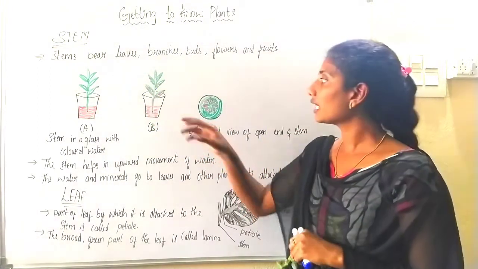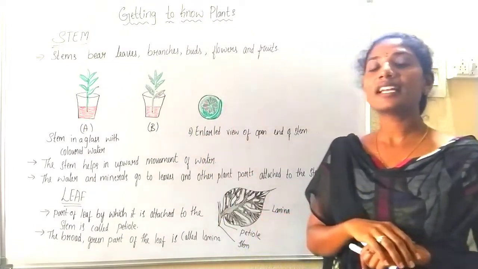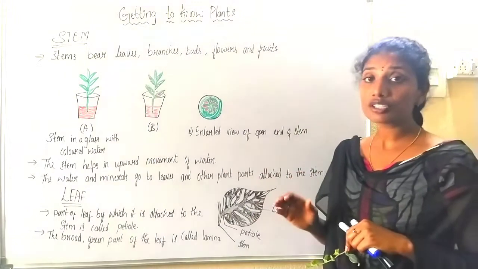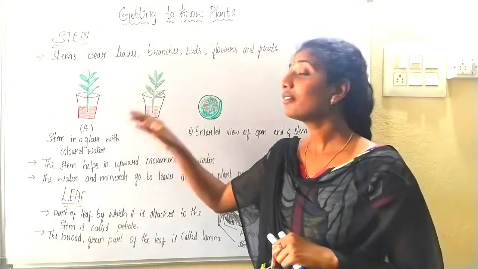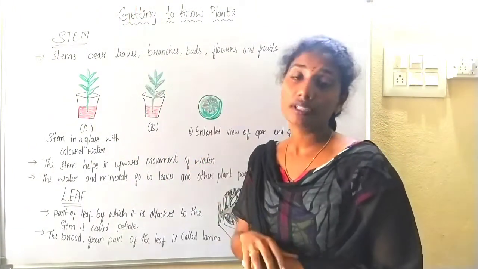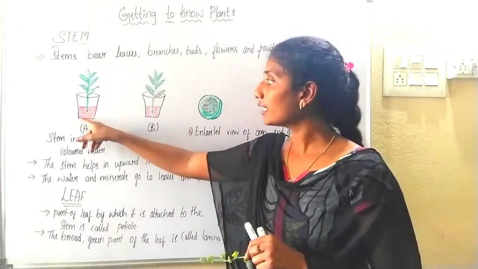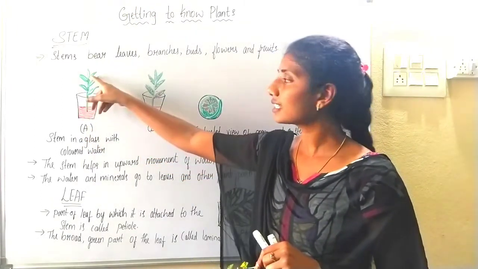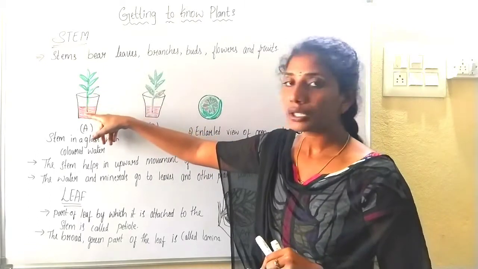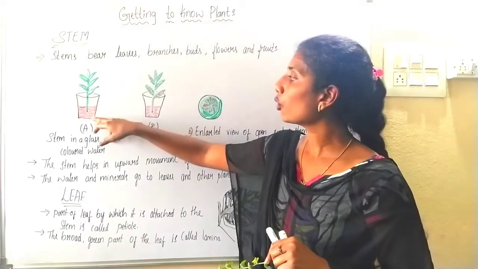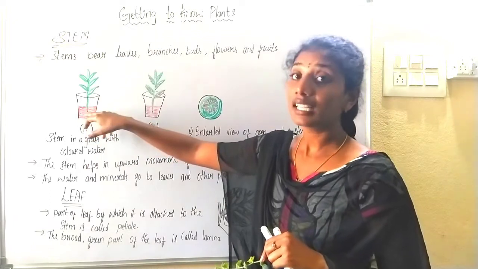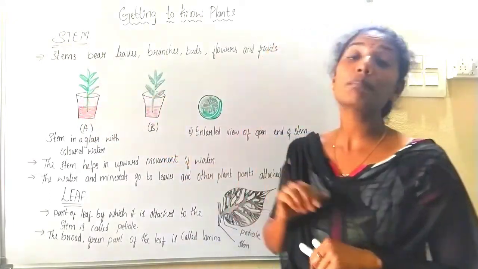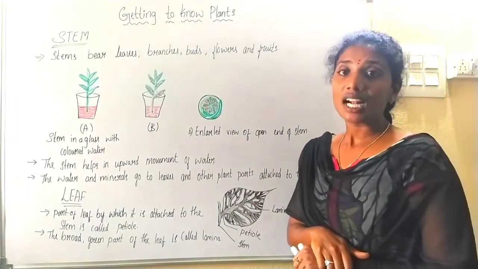You understood, right? By this it is very clear that the stem is involved in the upward movement of water. The water is present inside the container, so this is downward and this is upward. From bottom to upwards, the water present in the container is taken up by the stem and supplied to the different parts of the plant. Understood?